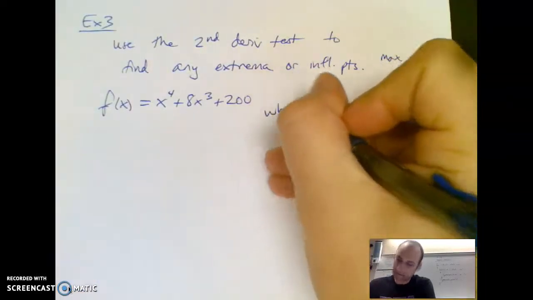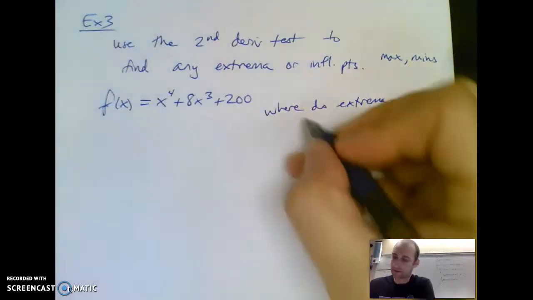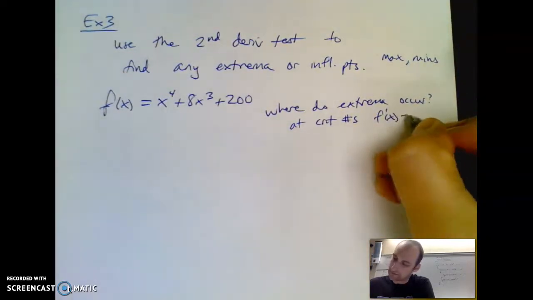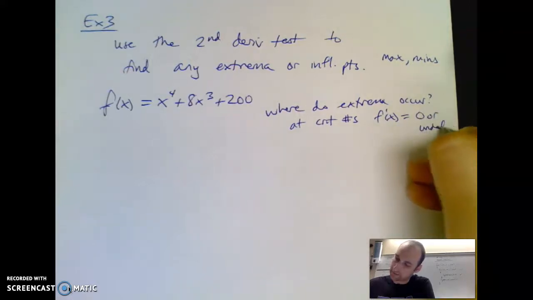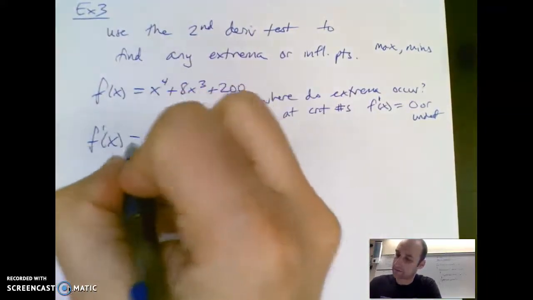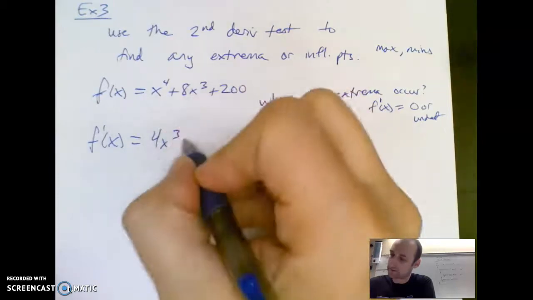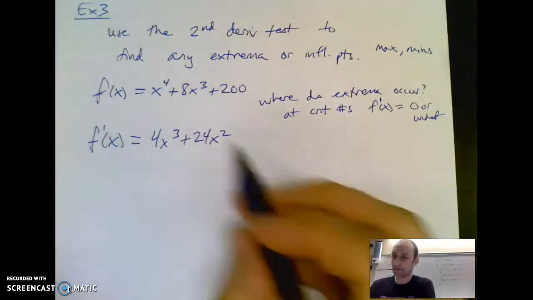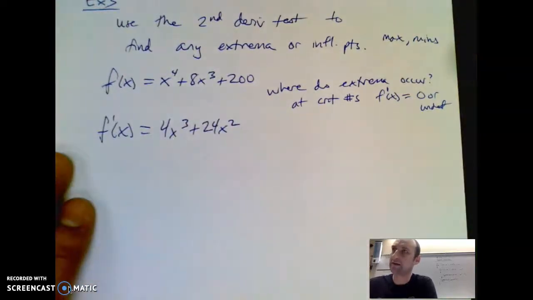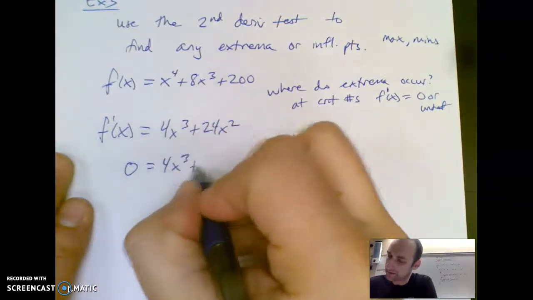where do extrema occur? Well, they occur at critical numbers. That's where the derivative is 0 or undefined. So I can find out when my max or mins would happen by using my first derivative. That would be a good thing to find first. So I'm going to find my first derivative, which is just 4x to the third plus 24x squared. The 200 goes away because you take the derivative. And this is never going to be undefined because I don't see a radical and I don't see a fraction. So I can just simply set it equal to 0 and solve it.